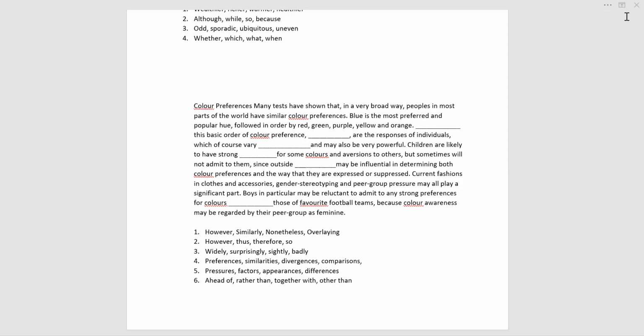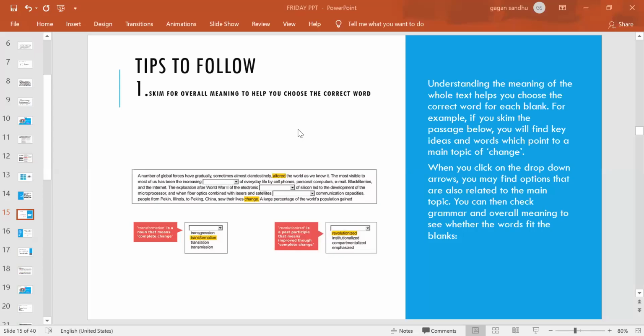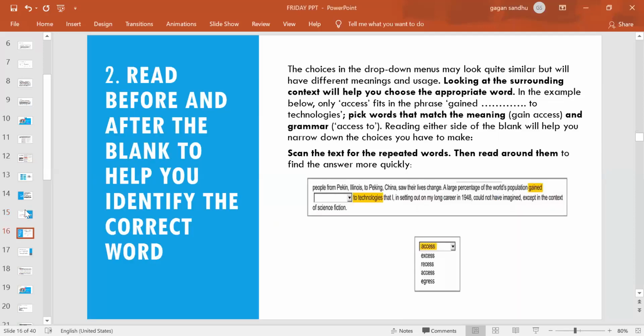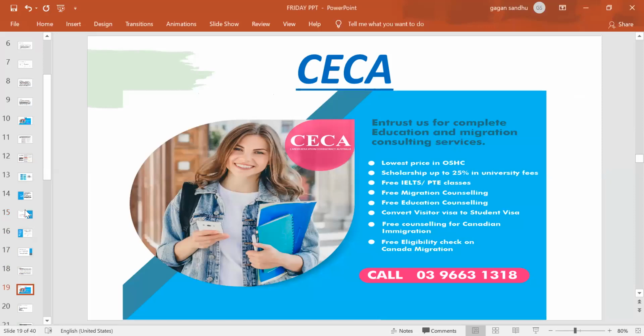So the options which are right here are overlaying this basic order, however, of course, vary widely, have strong preferences, factors, and the last is other than, right? When you fix these options in the spaces and read it together, you will get a complete sense of the paragraph in front of you. So this is how the reading and writing fill-ups will be. Now I'll be showing you the filling in the blanks only. We call it reading filling in the blanks, right? This is going to be the second important question in the reading. Okay, let's go to those.